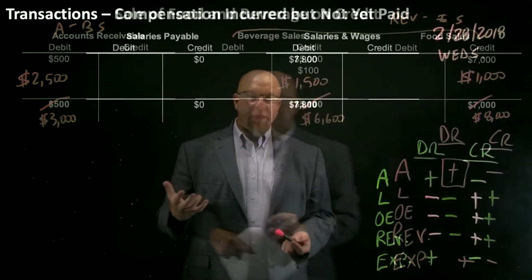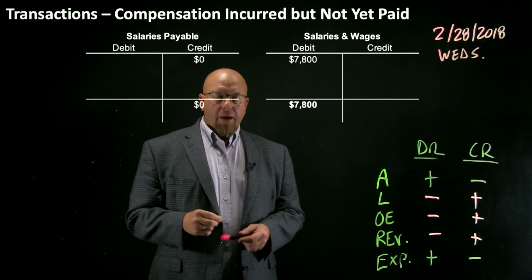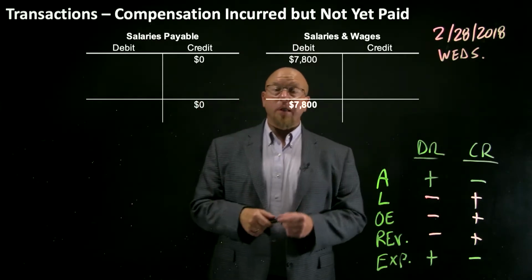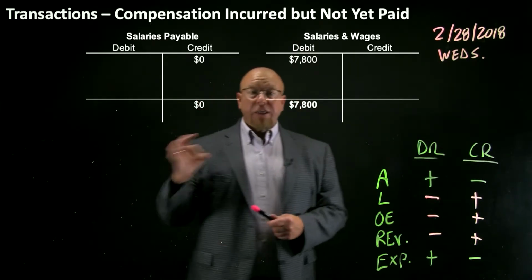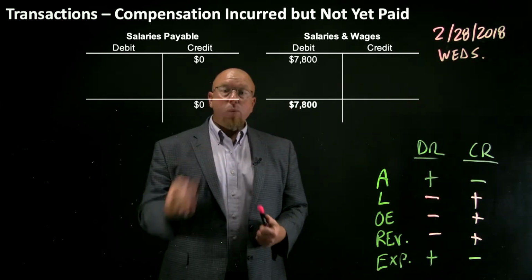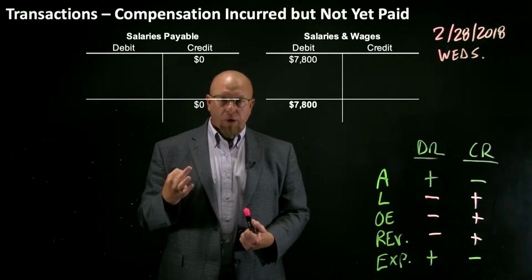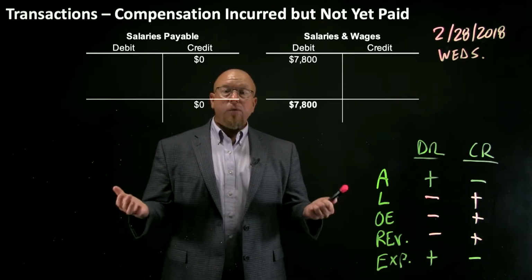Okay, so let's look at the calendar for a minute. And if you want to, go ahead and pull up a 2018 calendar, and you will see that February 28, 2018 is a Wednesday. So the end of this month that we're trying to report for our operations is a Wednesday.